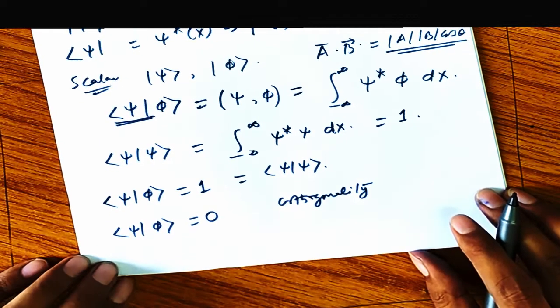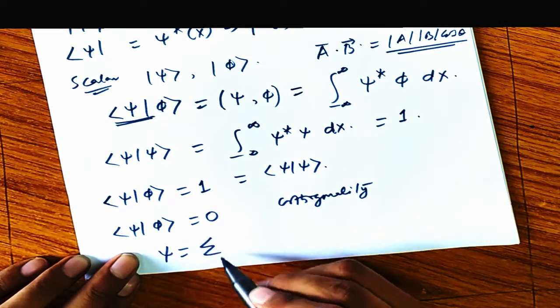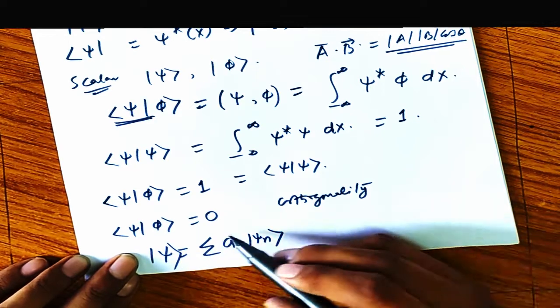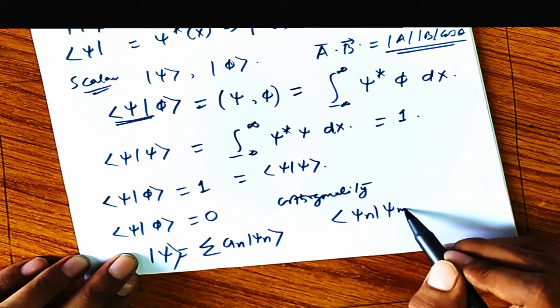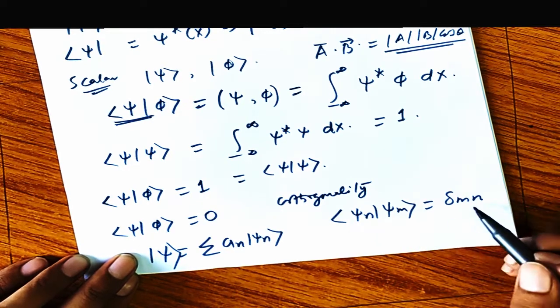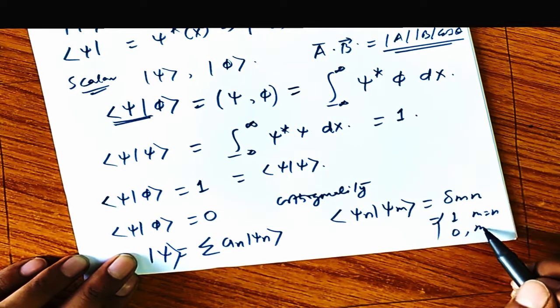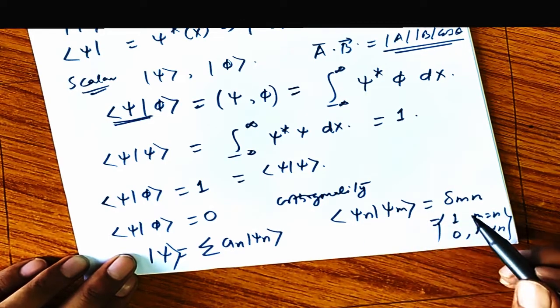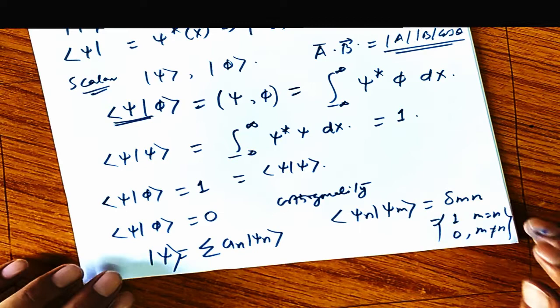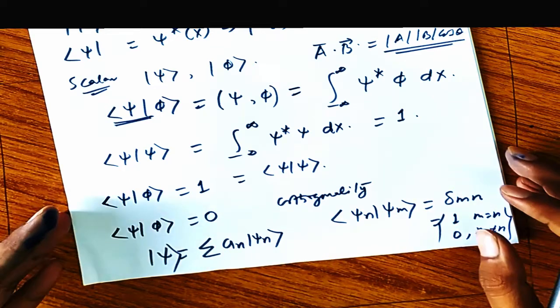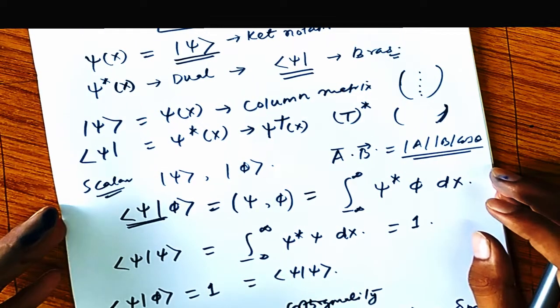Now, as we have discussed earlier, psi can be a superposition of some constants and phi n, or suppose psi n. So I can simply write <psi n|psi m> equals delta mn, or delta nm. If m is equal to n, it will give 1, and 0 if m is not equal to n. This also defines that if the two states are the same, it will be normalized, and if two wave functions correspond to different states, then it will always vanish. Meaning two wave functions corresponding to different states are always orthogonal.